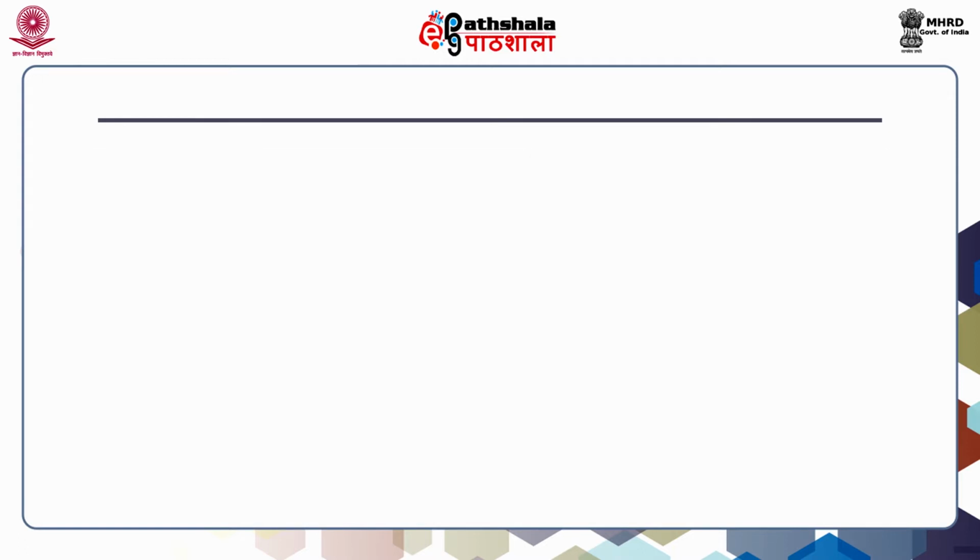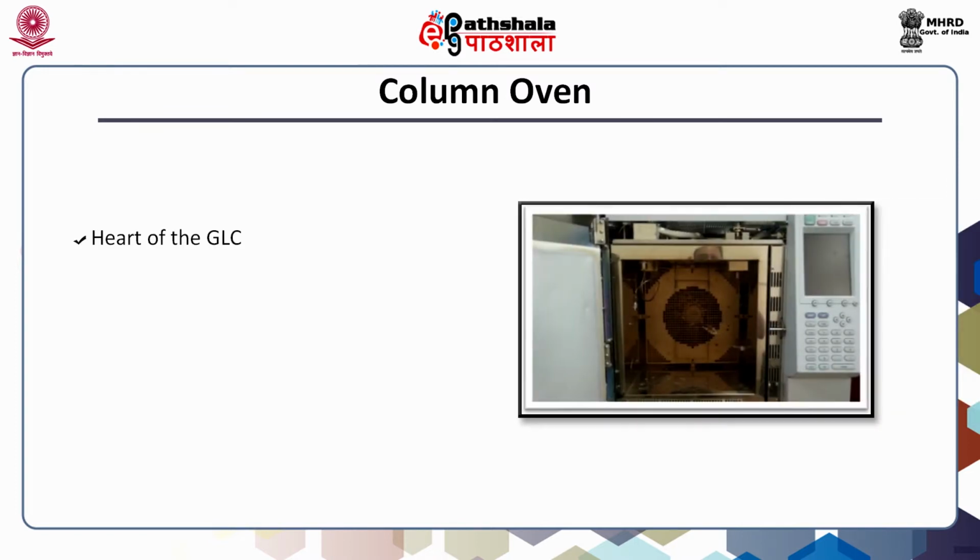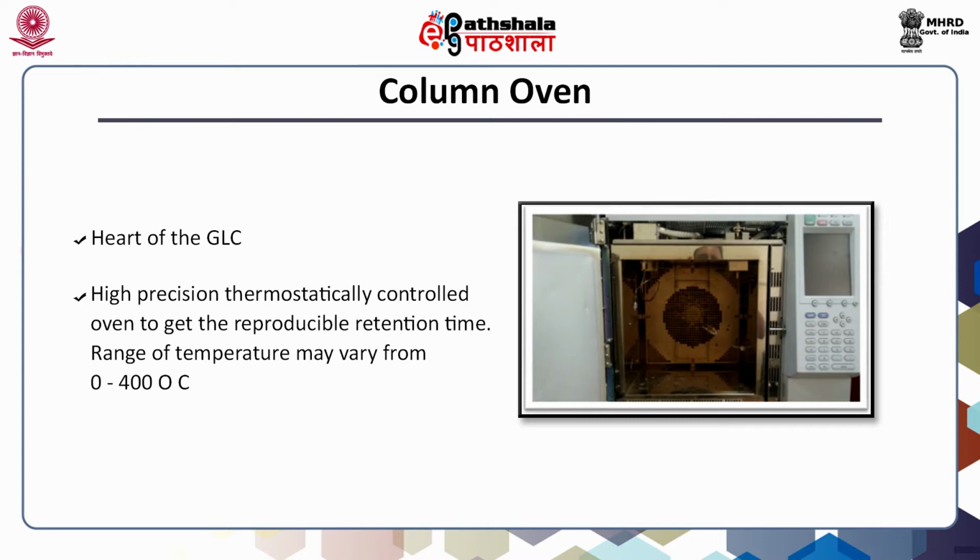Now we will see another very important component of gas liquid chromatography, sometimes called the heart of gas liquid chromatography, and that is known as the column oven. As I said, it is the heart of the GLC because the efficiency of resolving the components in a GLC analysis is also temperature dependent. A high precision, thermostatically controlled oven is a requirement of any gas liquid chromatography, and to have reproducible retention time and reproducible results, the control of temperature should be very precise. The temperature ranges from 0 to 400 degrees Celsius.